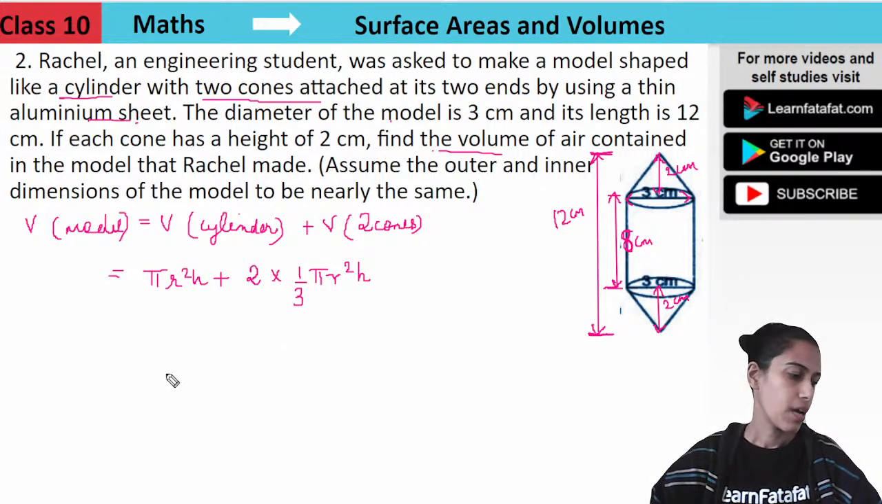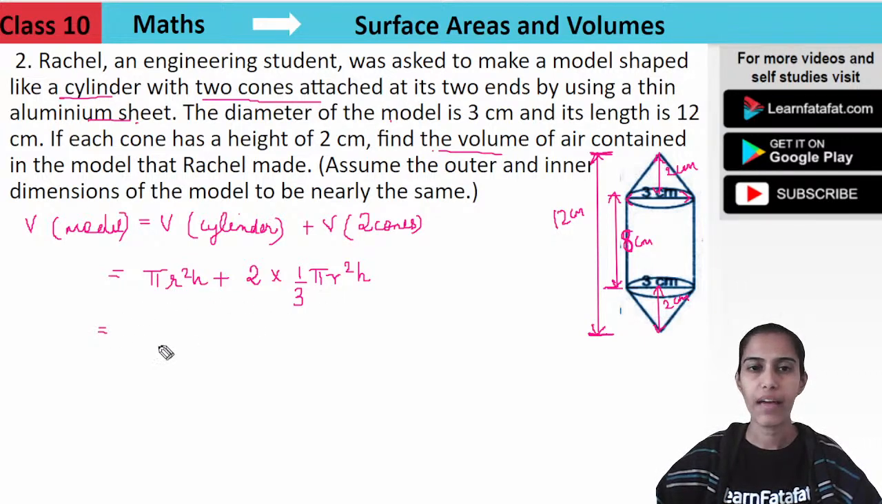Okay, and now let's do the calculation. We can take pi r square common. So what remains in the bracket? First term में बच जाएगा h. r कॉमन क्यों ले सकते हैं? क्योंकि सिलेंडर और कोन दोनों का रेडियस सेम है इन दिस मॉडल.